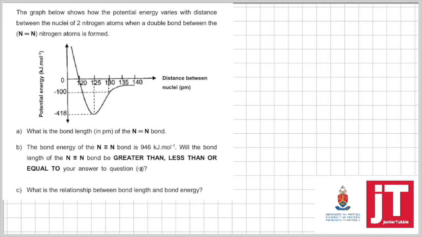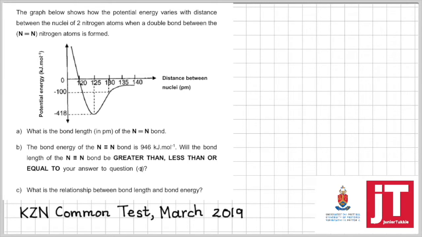The first set of problems that we will be dealing with come from the KZN Common Test that was written in March 2019. This question says, the graph below shows how the potential energy varies with the distance between the nuclei of two nitrogen atoms when a double bond between the nitrogen atoms is formed. In order to answer question A to C, we need to know how to analyze the graph that has been given to us.